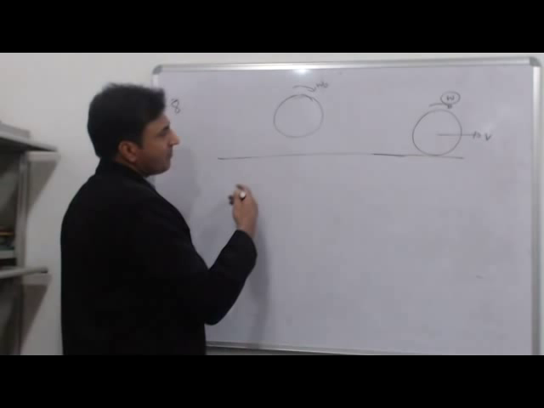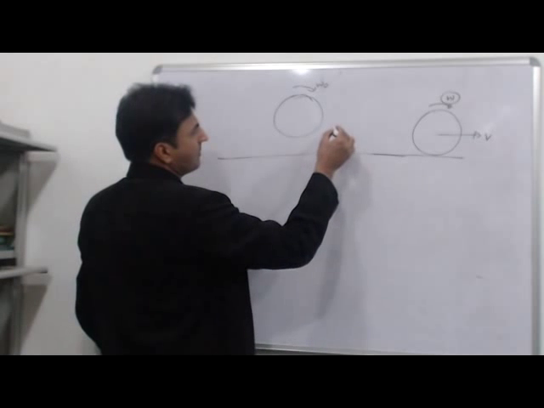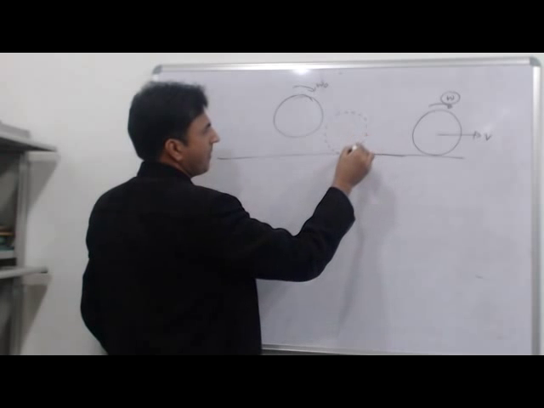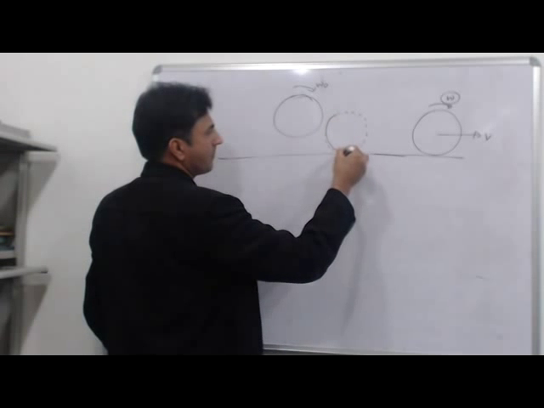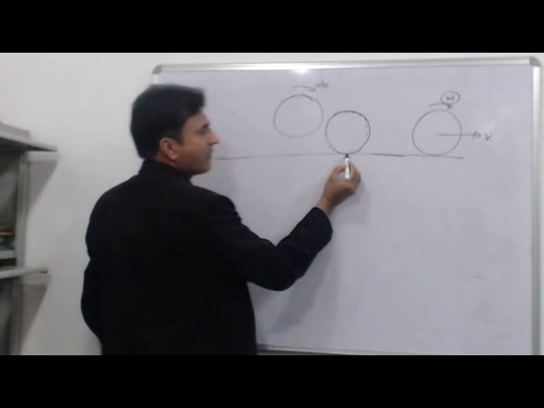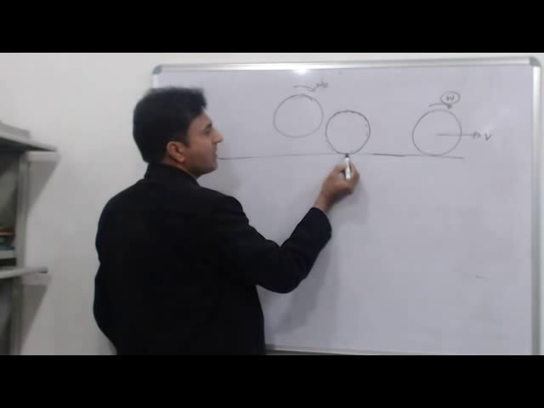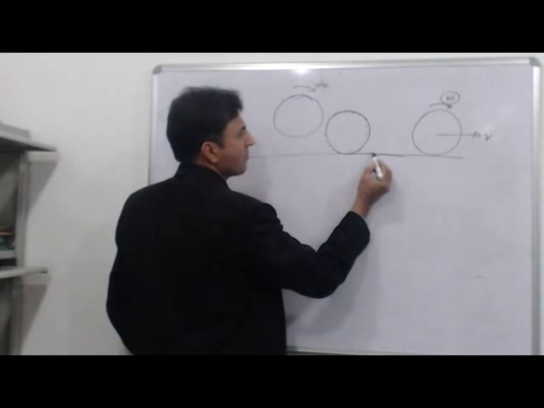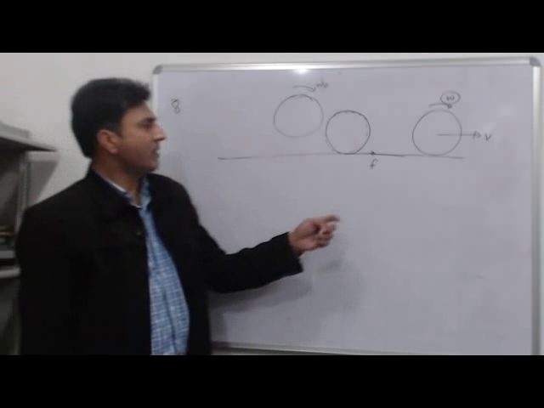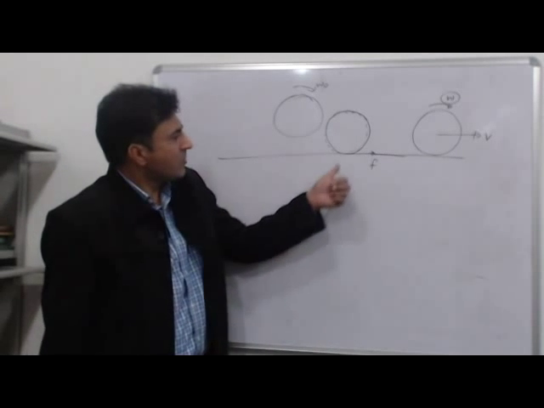Now here, when it is lowered to the ground, let me make a diagram like this. It is lowered to the ground and it rubs with the ground. Obviously, this point has a backward velocity and the friction force is forward. Here we will use a trick. The trick is very simple.